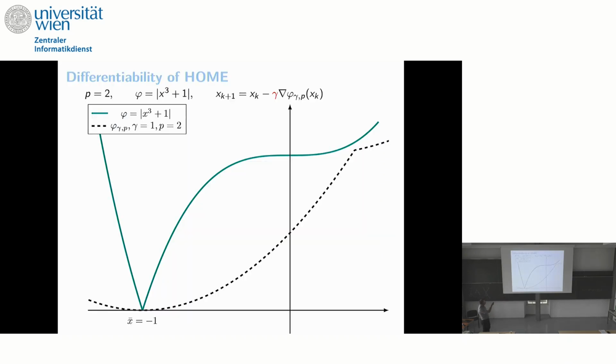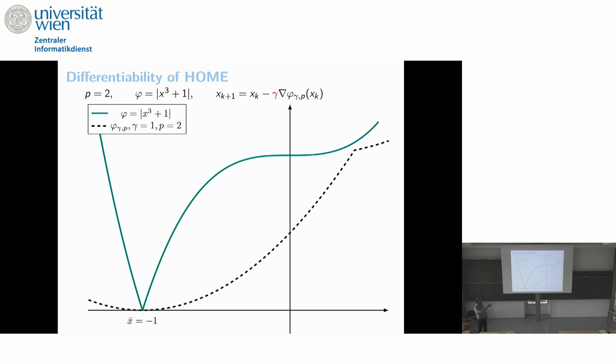Okay, before doing that, let's have a look at why sometimes we use P. There are several reasons, but here we give you only one. Let's consider this toy example, absolute value of x cubed plus 1. This is this beautiful curve here, and if you have here gamma equal to 1 and P equal to 2, you see that we have some approximation, but here we see that we are non-smooth.